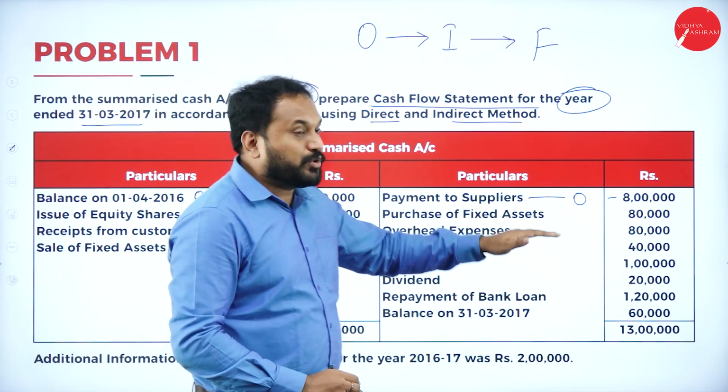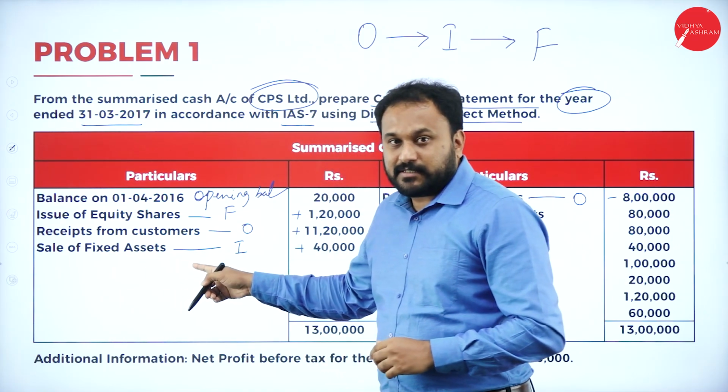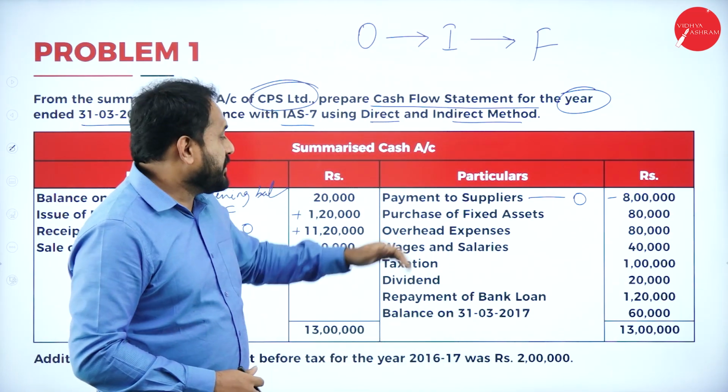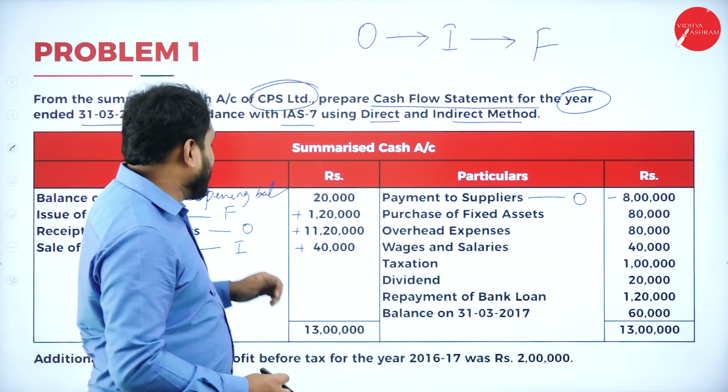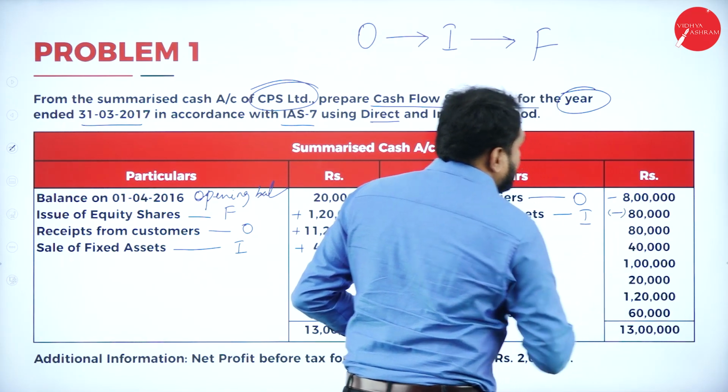Now here, whenever you go with fixed assets, please understand: sale of fixed asset, the sale we have done, it is coming to my account, the money will come. Now here the money goes from my account. Now which entry is it? Again it is investing. Now you need to subtract this.